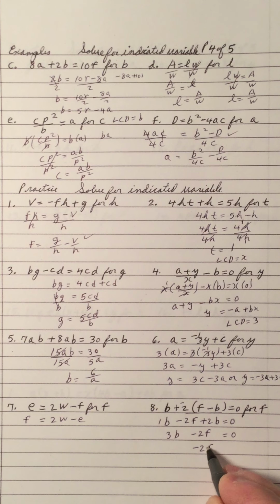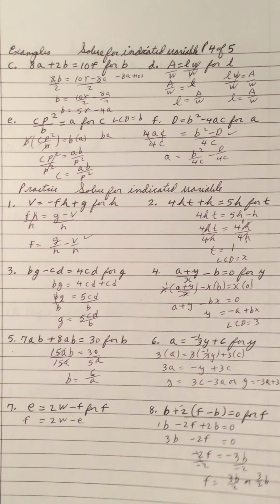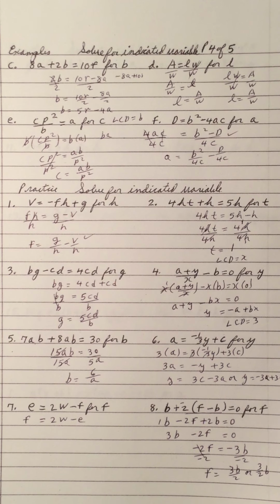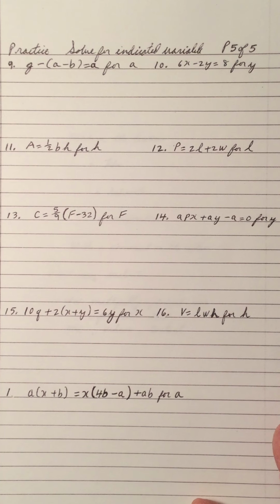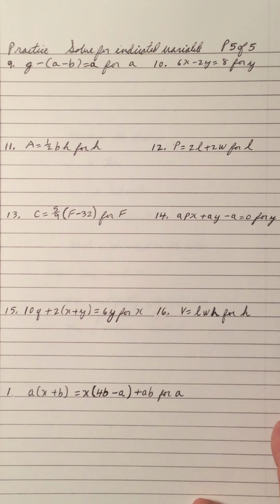Now the F stays on the left side and the B moves to the right side. Plus becomes a minus. And now you divide by negative 2. Negative 2's cancel, so F equals negative divided by negative is positive. So it's 3B over 2, or you can also have 3 over 2B if you want. Same thing. And we have some more samples to do. Pause your video and work these out.